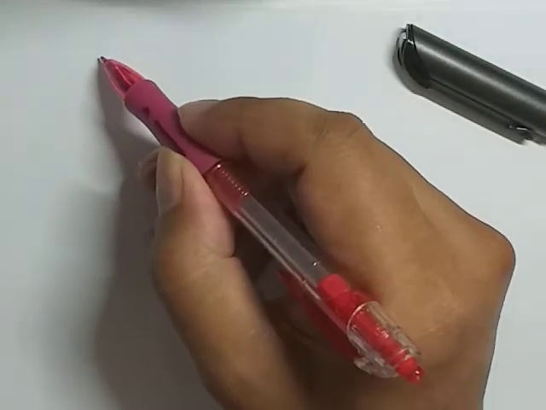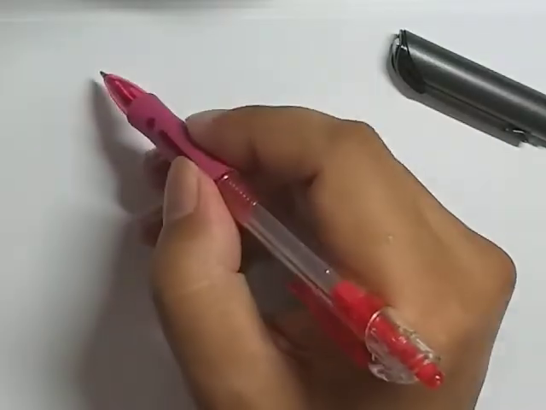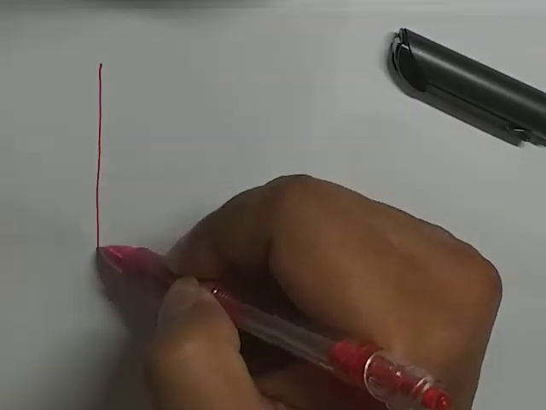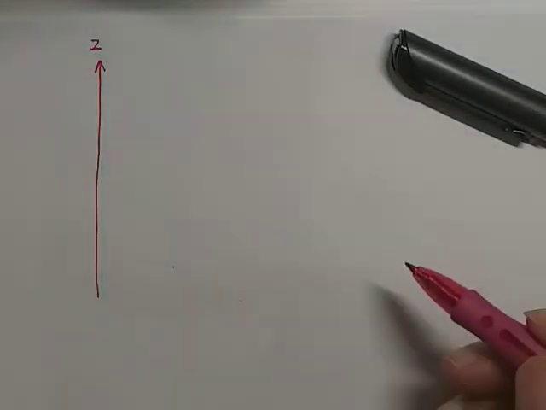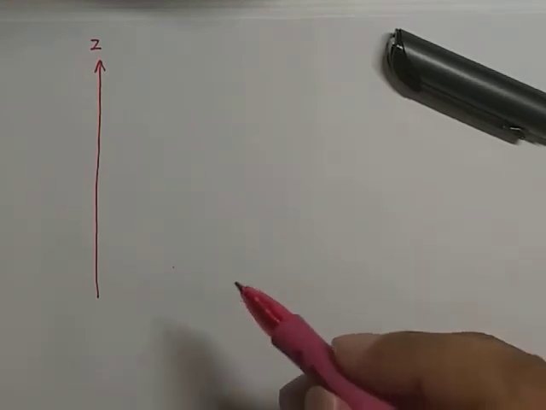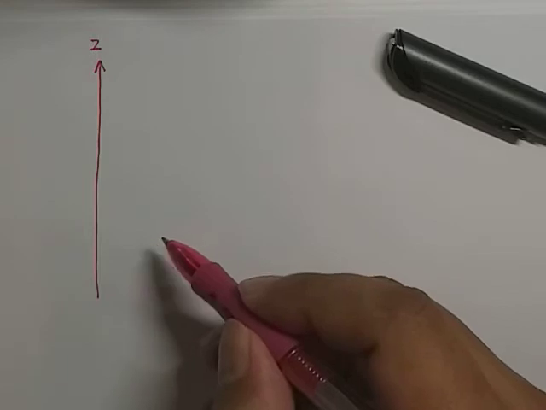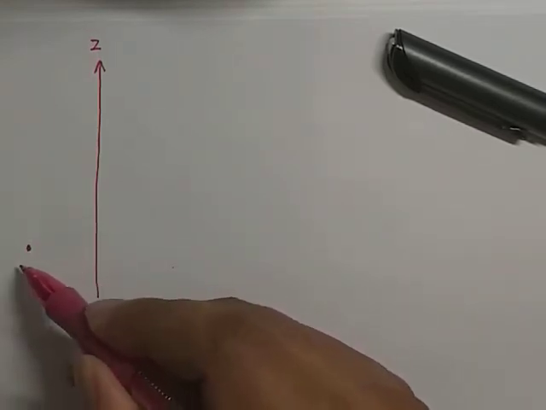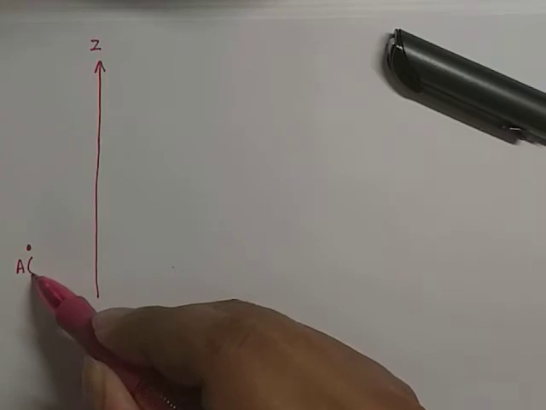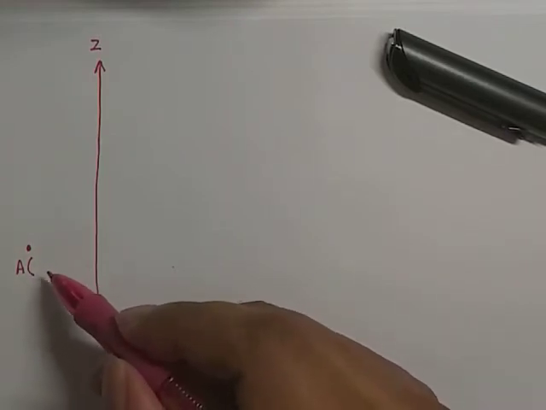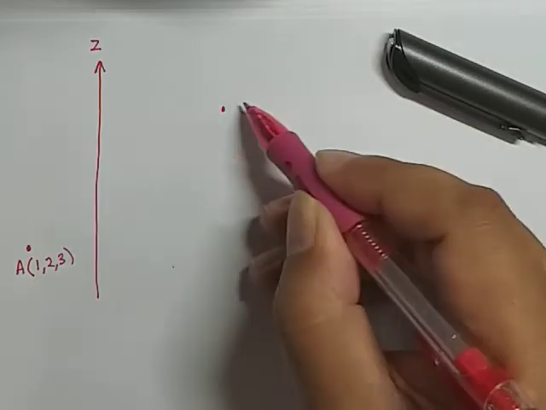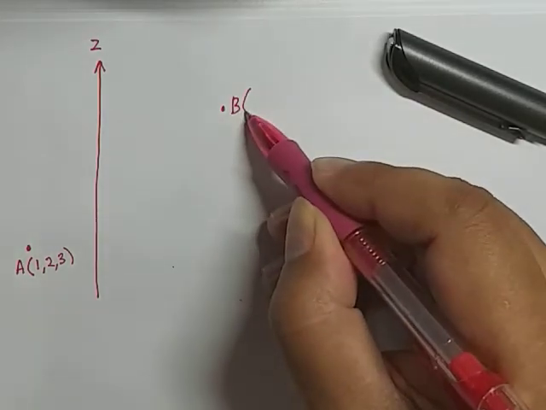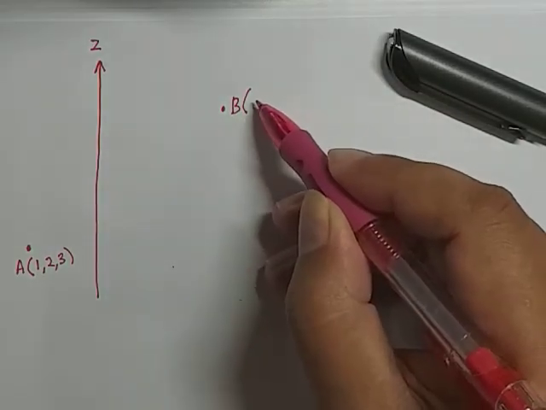I have a z-axis, so let's draw my z-axis. Point A, let's say, is located here. I'll just make it artificial now. Point A is given as (1, 2, 3), nice number. And point B, let's make it here, given as position (6, 8, 10).